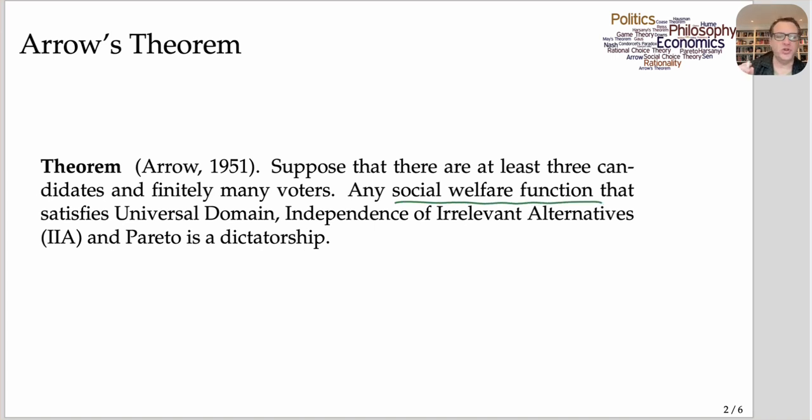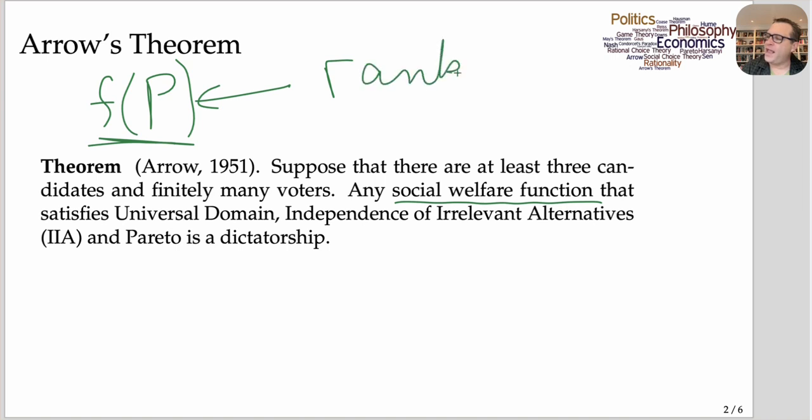So remember, what a social welfare function does is given a profile P. A profile P is an example, an election in which each voter submits a ranking over the alternatives. A social welfare function is a function f such that it assigns to this profile P some ranking. So f of P is a ranking over the alternatives. It's the output, it's society's ranking over the alternatives.